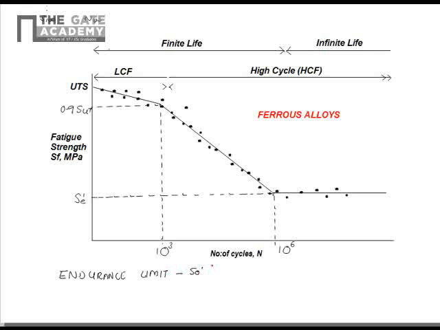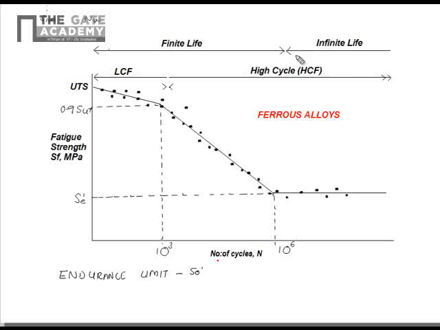Is nothing but S_C dash, and only for these ferrous alloys we can see a particular distinct knee in the SN diagram. If the material is stressed to a level below this S_C dash, then it will undergo infinite number of cycles. Therefore, now we have a very important term called the infinite life and finite life design.